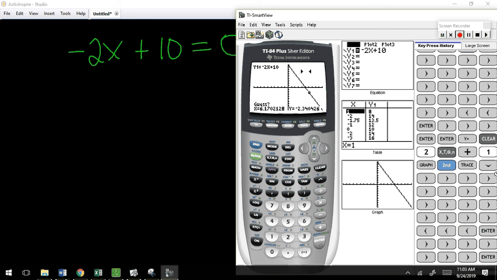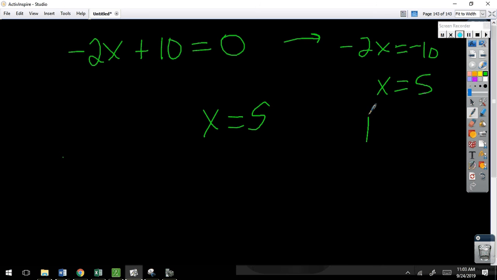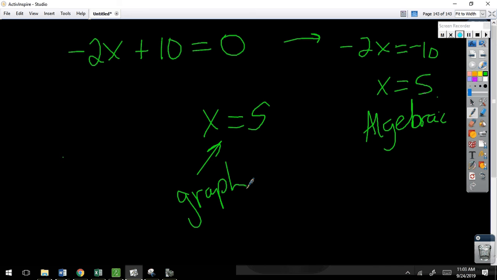Okay. Now, do you want me to guess? Yes, obviously I do. What is the solution? 5. Now, this is an easy one. It's a linear one. If you solved that for x, would you get 5? Yes, that's an algebraic solve. If I subtracted 10 from both sides, and then I divided by -2, I get 5. This is algebraic. What we did here was graphically. Two different ways of doing the same thing, okay?